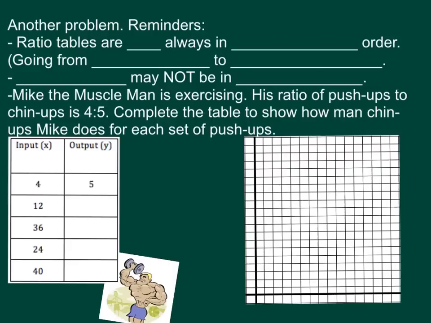Now let's look at another problem, but first I want to give you a couple of reminders. First off, keep in mind that ratio tables are not always in ascending order. Ascending order means going from least to greatest. The tables may have their values slightly mixed up. For instance, if you look over here on our input part of the table, it goes 4, 12, 36, then down to 24, then back up to 40. That is not in ascending order.